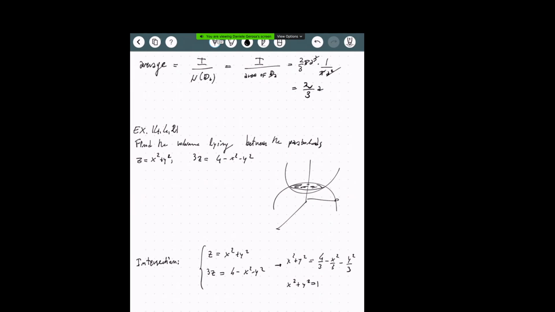So this means that the volume will be the integral over x squared plus y squared less or equal than 1 of the upper paraboloid, which is 4 minus x to the 2 minus y to the 2 divided by 3, minus this, in dx dy.